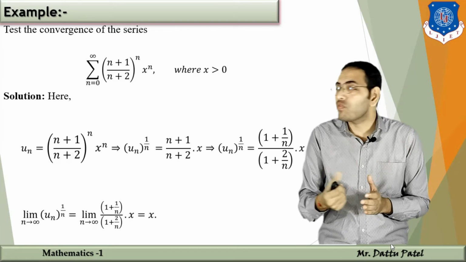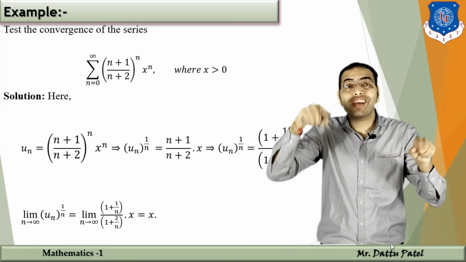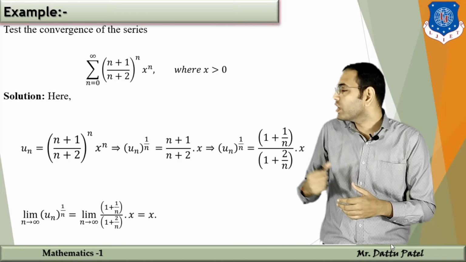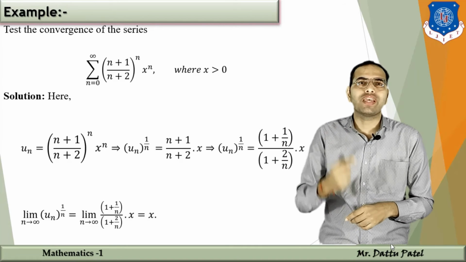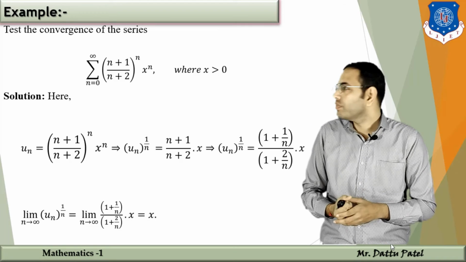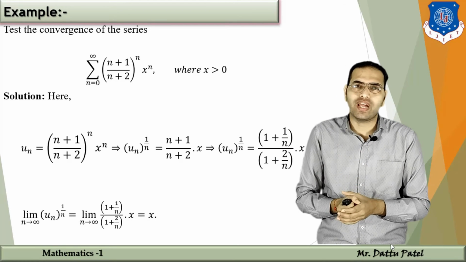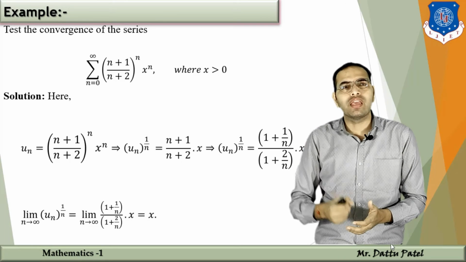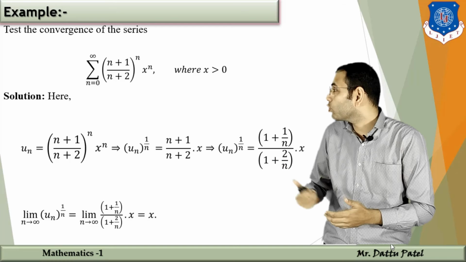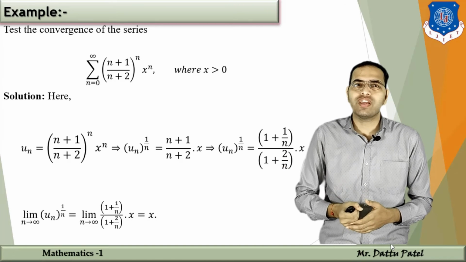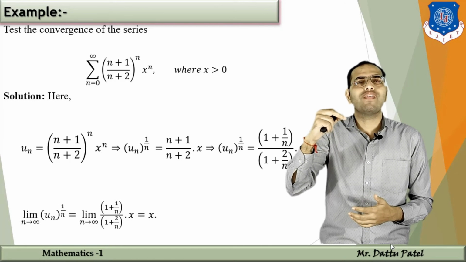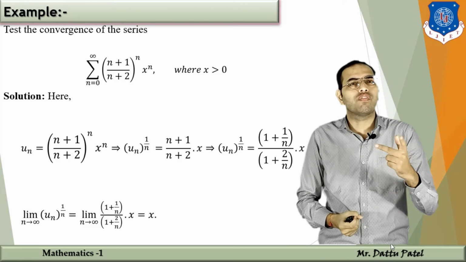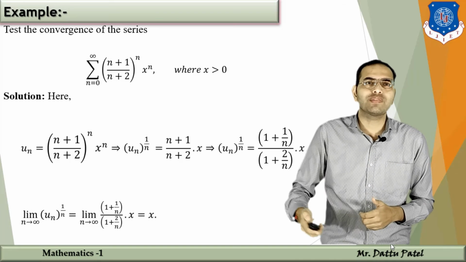Firstly, how can you identify which test is applicable? Here we have something raised to n, so obviously we have to apply the root test. Then the nth root of un becomes n plus 1 upon n plus 2, into x. For simplification, n in the numerator and denominator is common and cancels out. Then applying the limit as n tends to infinity to the nth root of un, it becomes limit n tends to infinity of (1 plus 1 upon n) divided by (1 plus 2 by n), into x. Now as n goes to infinity, it is 1 plus 0 upon 1 plus 0, into x, so it becomes x.